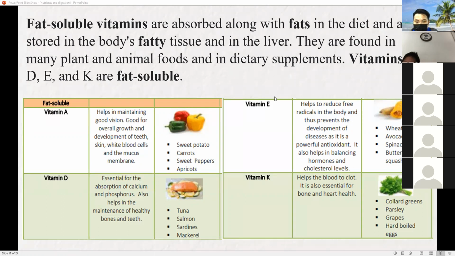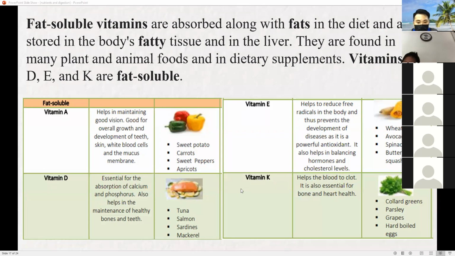Next is vitamin E. We can get it from wheat germ, avocado, spinach, butternut, and squash. It helps to prevent the development of diseases as it is a powerful antioxidant. It also helps in balancing hormones and cholesterol levels.